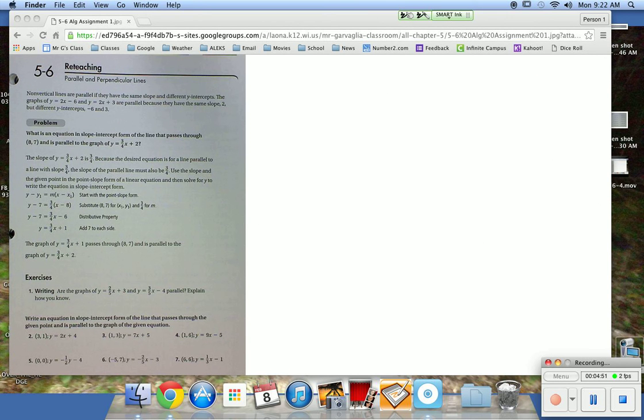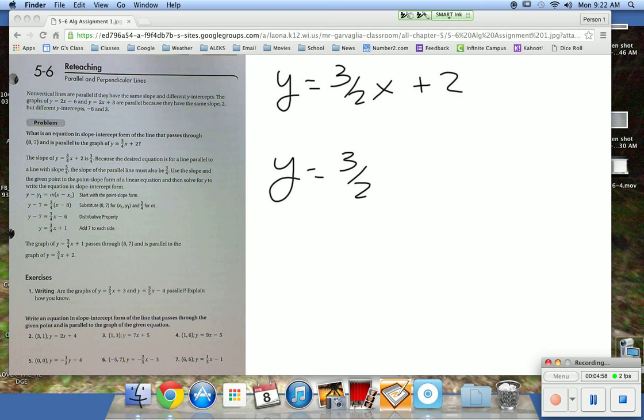I want you to tell me y equals 3/2 x plus 2 and y equals 3/2 x minus 2. Are these parallel lines? Yes, they're parallel lines because they have the same slope. And the slope is always the coefficient that's attached to the x. That's always my slope. So if my slopes are the same, we know we have parallel lines. That's a parallel line. Okay? That's working with parallel lines.